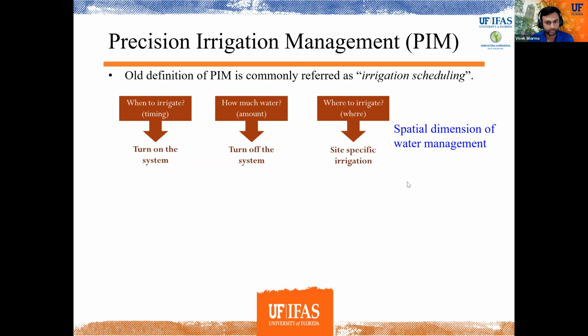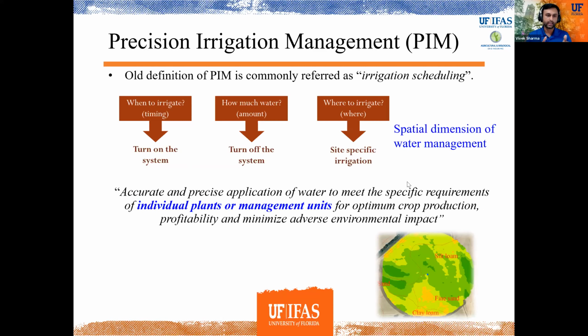So the spatial dimension of water management has changed the definition. The current definition of precision management is the accurate and precise application of water to meet the specific requirement of an individual plant or management unit. There can be a set of variabilities associated with the field. For example, this picture shows you the variation of soil type in one field. Sand and clay loam have different water holding capacities, so we can apply water variably within the field to increase productivity.